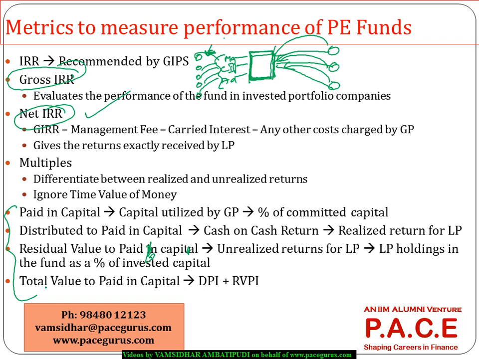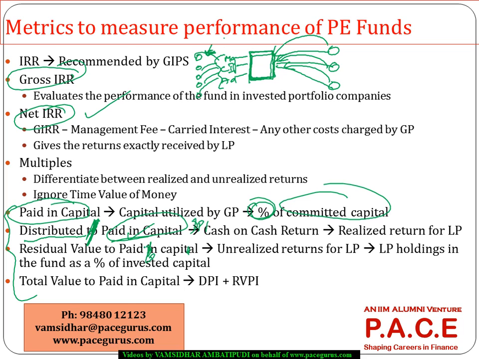So to typically compute that aspect, we get into things like paid in capital, which talks about out of the total committed capital, how much of it is typically being used by the GP for investment purposes, which is called paid in capital. Then another ratio that is looked at is the distributed to paid in. Out of this much that has been utilized by the GP, how much has already been returned to the LP. That is what the distributed is talking about. This is otherwise called DPI, distributed to paid in.